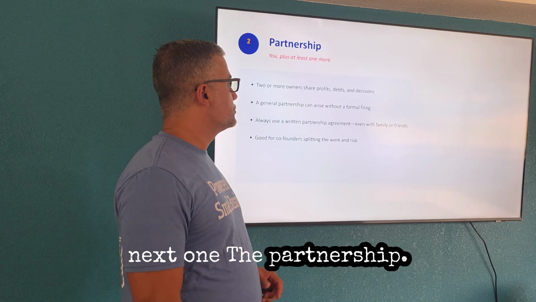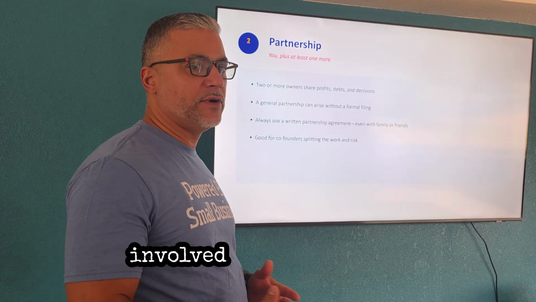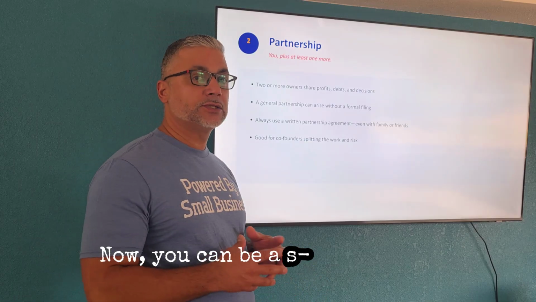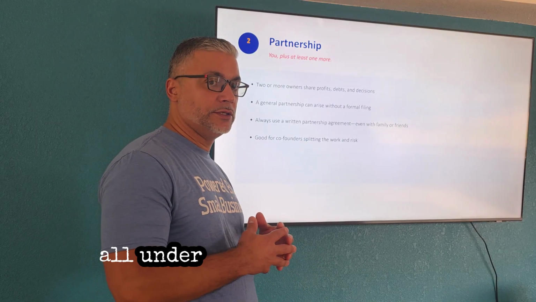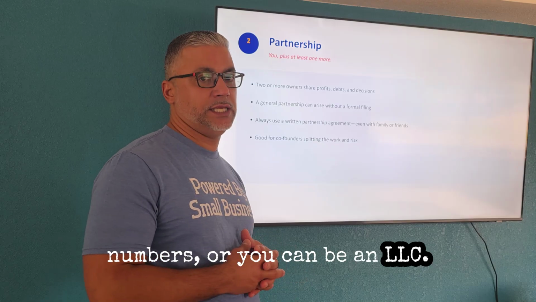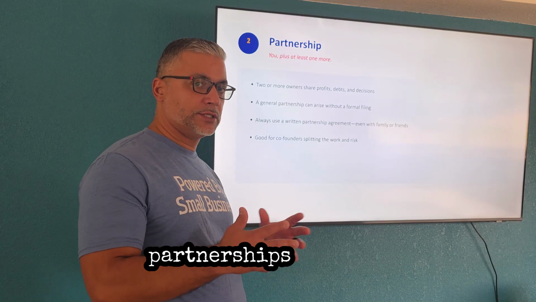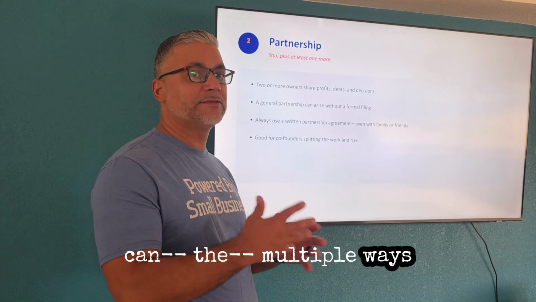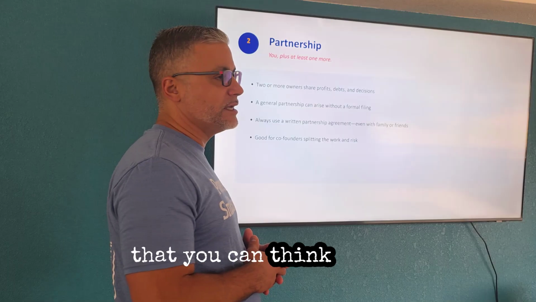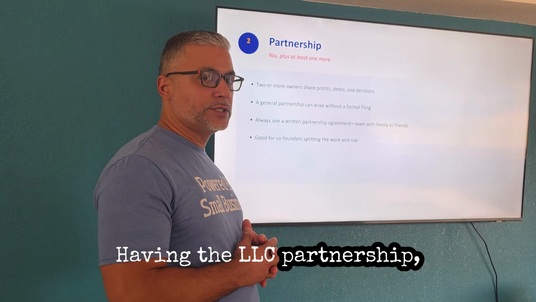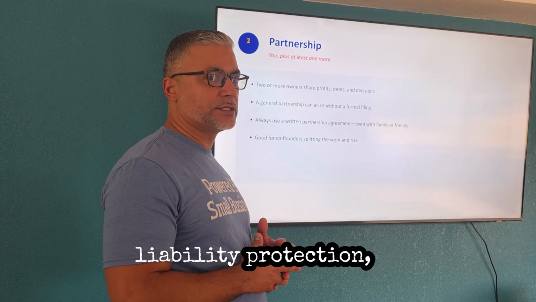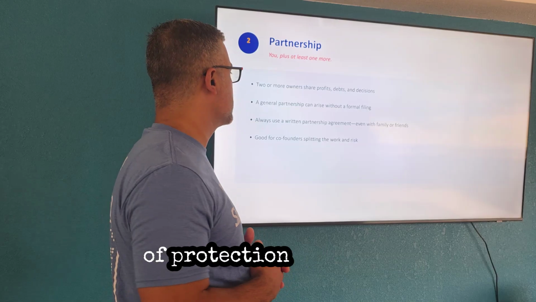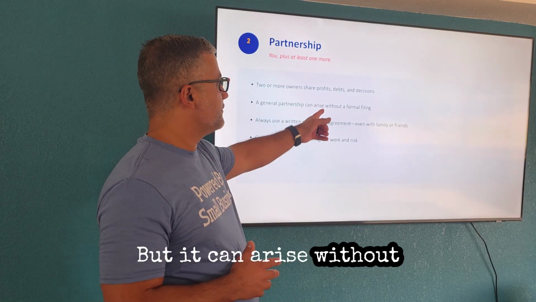The partnership. A partnership has two or more people involved in the business. Now you can be a partnership where you're all under your social security numbers, or you can be an LLC. So there are multiple ways of having a partnership that you can think about. Having the LLC partnership, you're creating that liability protection. So it's adding that extra layer of protection on there. But it can arise without a formal filing.